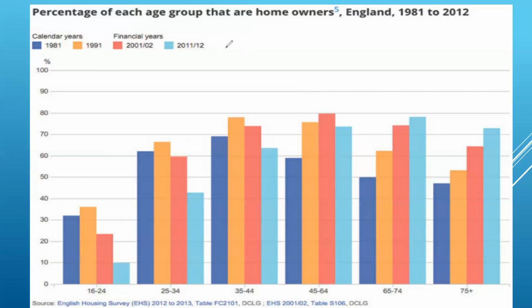Now, looking at this legend, we can see three things: the calendar years that are represented in these colors, and the financial years, which are represented in these colors. So this makes it even more friendly for the viewer to visualize with their own eyes, represented right here on, as I said, the x-axis and the y-axis, giving the percentage of the people who are owners in England, who own a home.